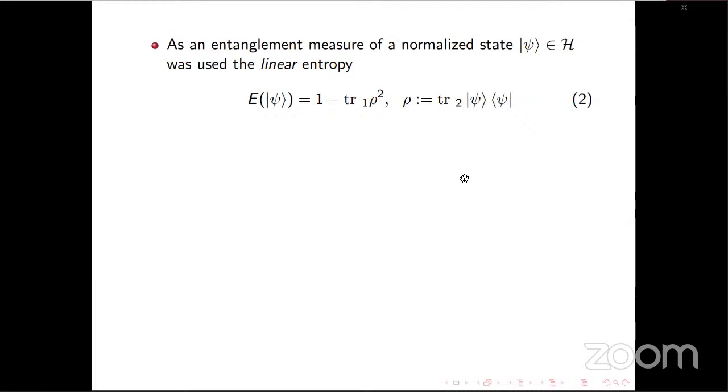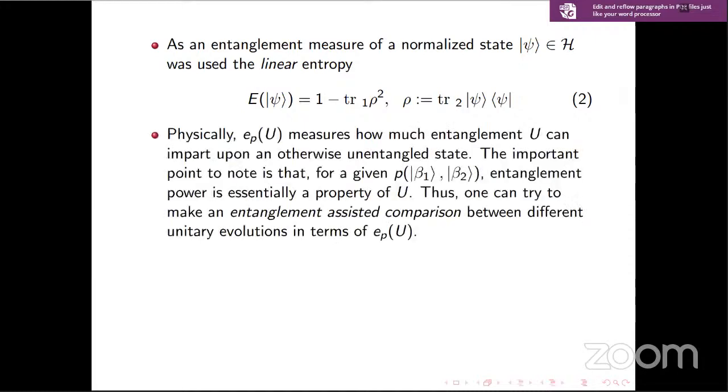Why? Because it was computationally easier than a full-fledged von Neumann entropy. Physically, entanglement power really measures how much entanglement you can impart upon an otherwise unentangled state. The important point is that for a given probability distribution, the entanglement power is essentially a property of U, because you have averaged over all possible states. Thus, one can try to make an entanglement-assisted comparison between different unitary evolutions in terms of this entanglement power.